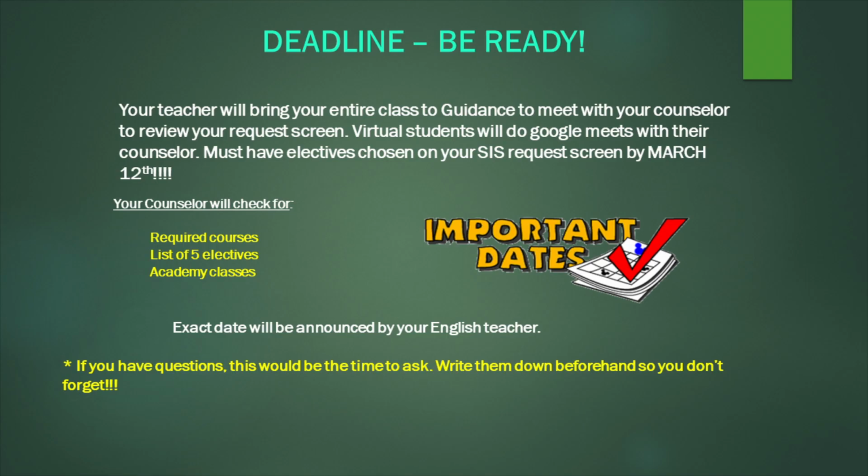All SIS elective choices must be entered into SIS by March 12th. After the course selection sheet process on SIS has been completed, you will then meet with your school counselor individually to review your request screen. Changes to your course request screen can be made at this time. If you have questions, this would be the time to ask.